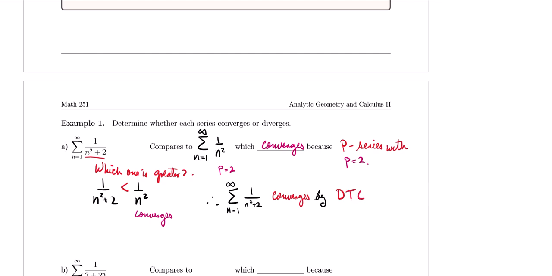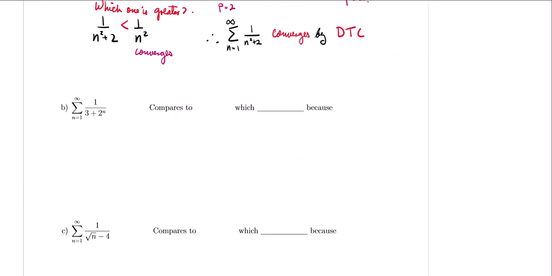There we go. Okay, so now let's take a look at another example. So now we have the series here as n goes from 1 to infinity of 1 over 3 plus 2 to the n. Which one is a good series to compare this one to? Well, you probably guessed it. This one here could very easily be compared to the series as n goes from 1 to infinity of 1 over 2 to the n.